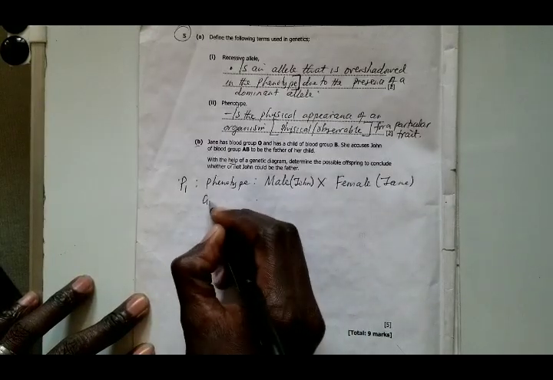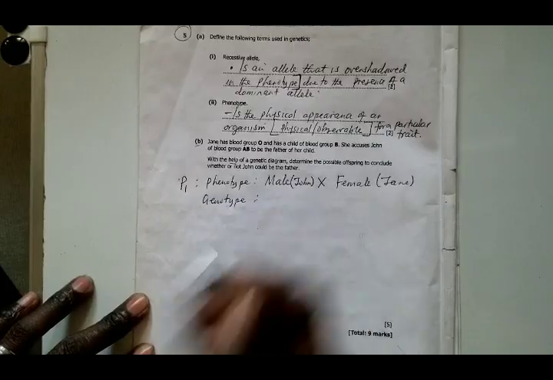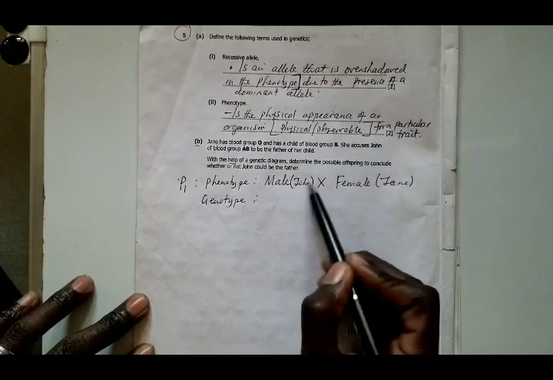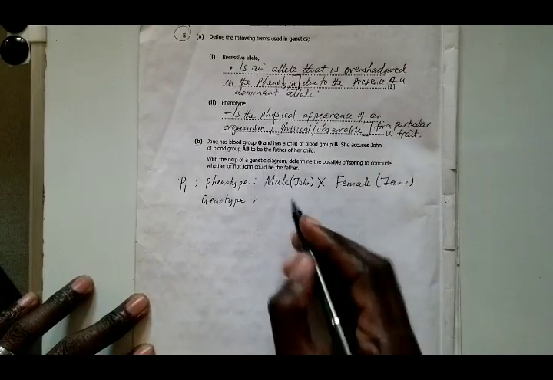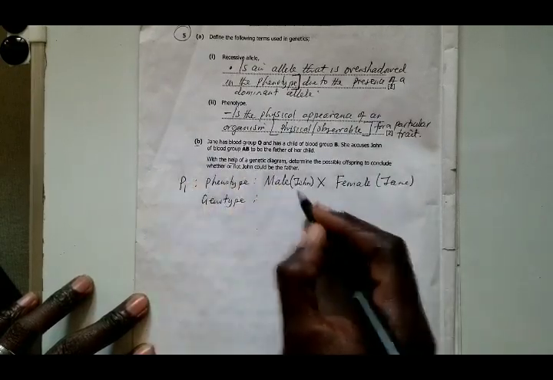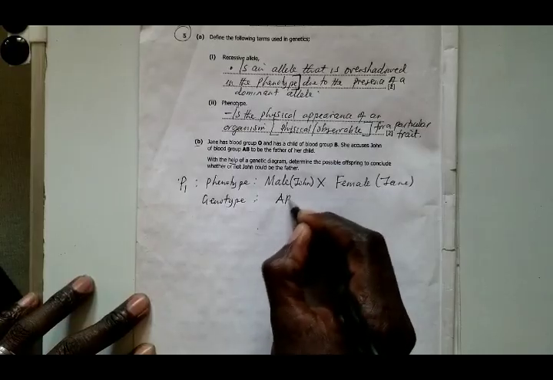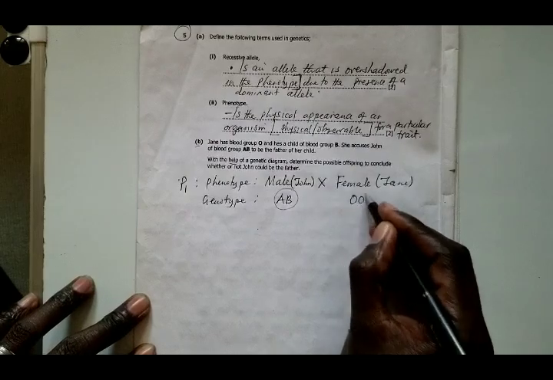Now the next thing that you need to write when you're writing a genetic diagram is the genotype. What is inside of the genes? So remember, John is in blood group AB. In this case you can just write AB. This is what is found in the genes. Then Jane is simply in group O, so it will be OO.